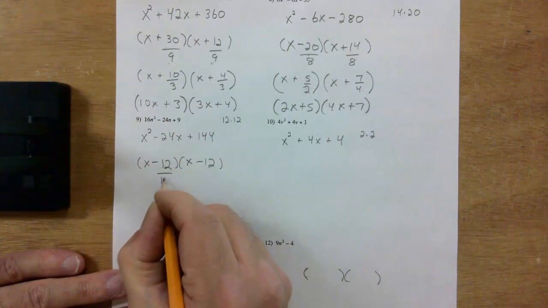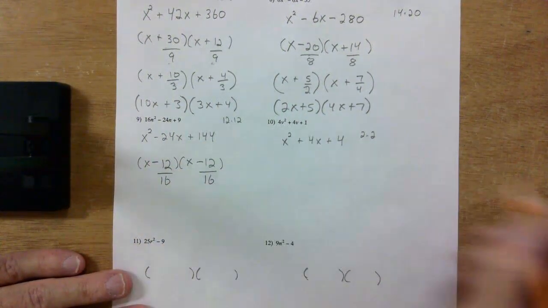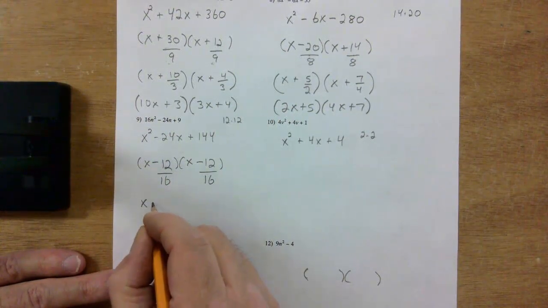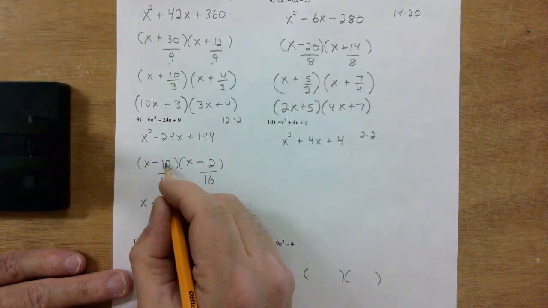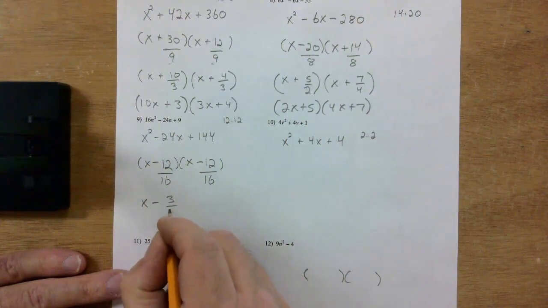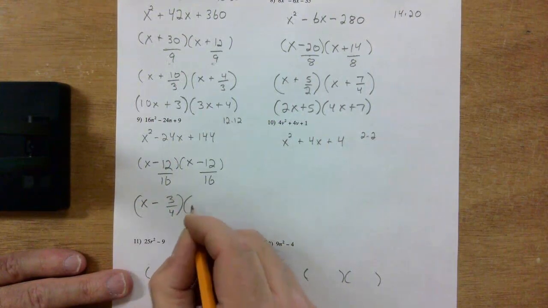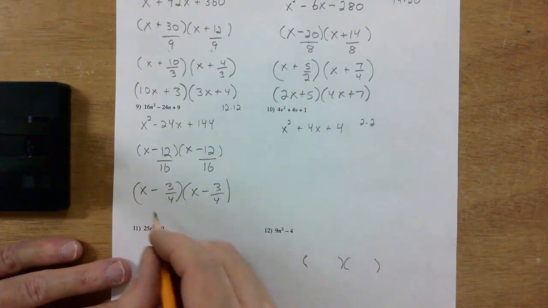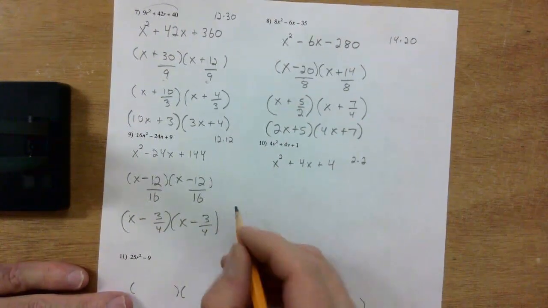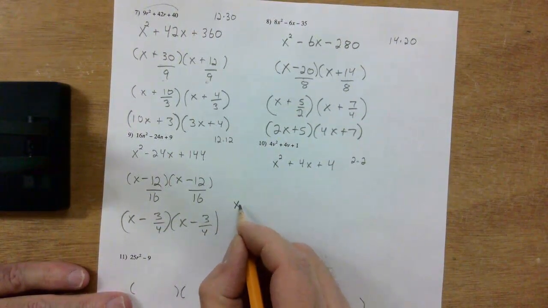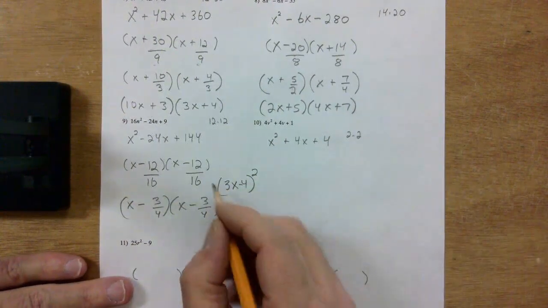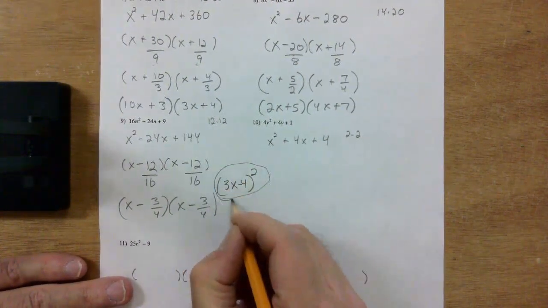We slid back to 16. All right, I can simplify. Divide them both by 4. It's 3/4. So our answer then, I'm going to write it as a square: 3x minus 4, squared. That's the answer for this one right here.